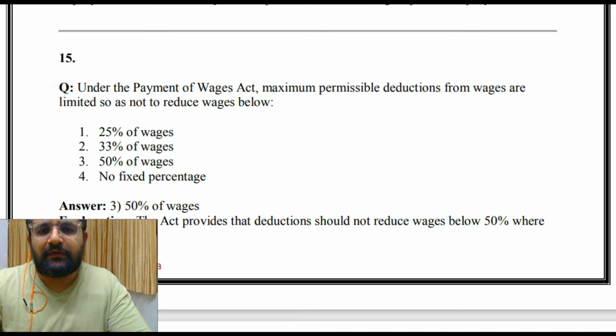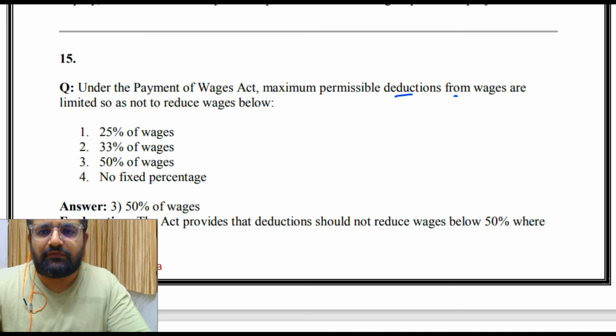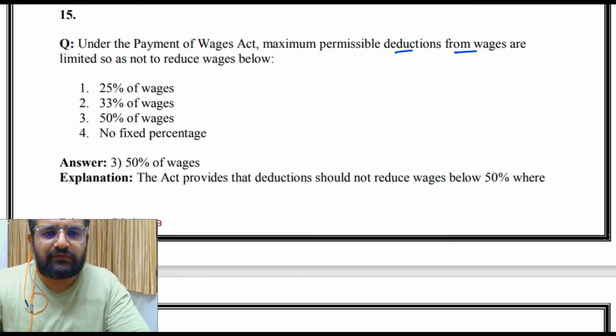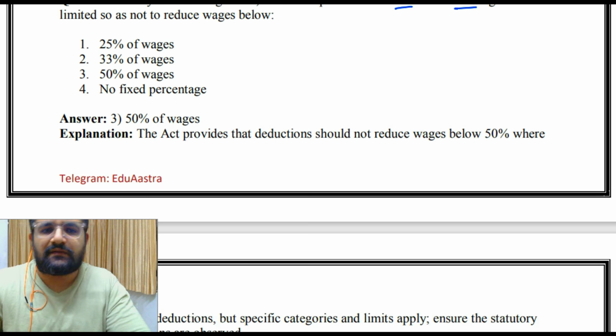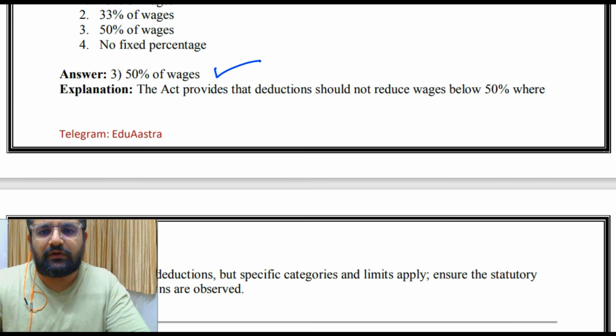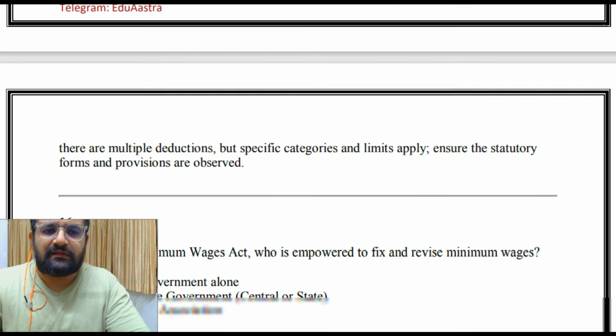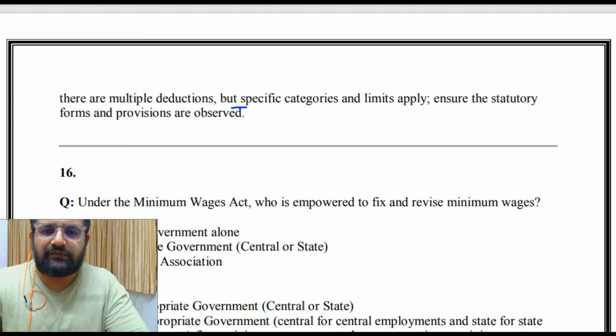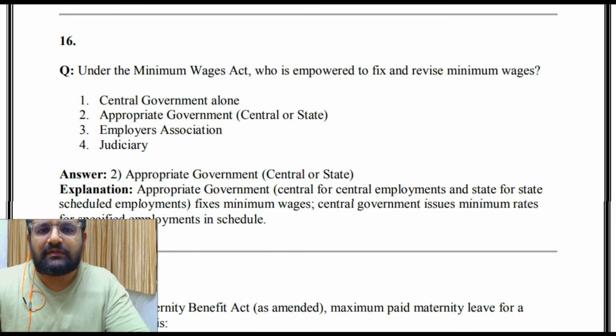Then under the Payment of Wages Act, maximum permissible deduction from the wages are limited so as not to reduce wages below 25% of wages, 33% of wages, 50%, or no fixed percentage is there. So the answer is 50% of wages. The Act provides that deduction should not reduce wages below 50%, where there are multiple deductions but specific categories and limit apply. Ensure the statutory forms and provisions are absorbed. तो कितना है 50%.